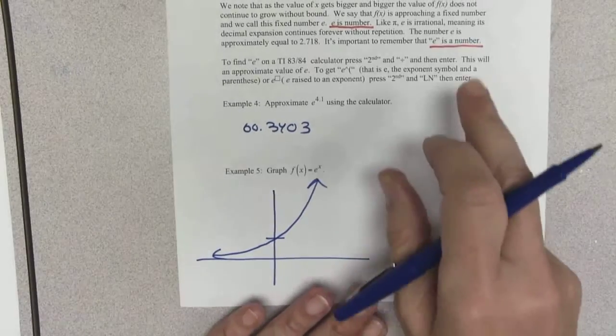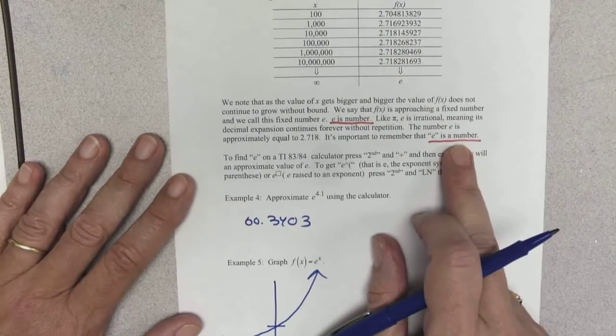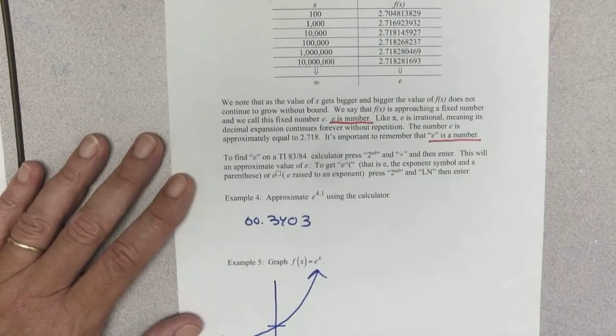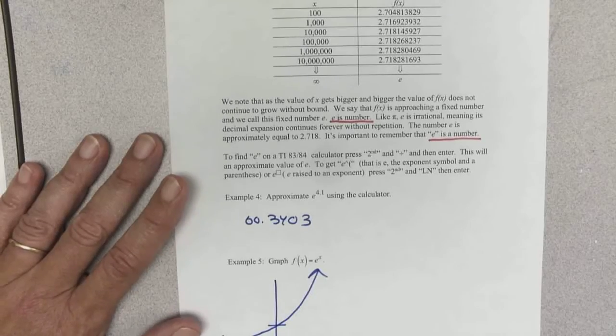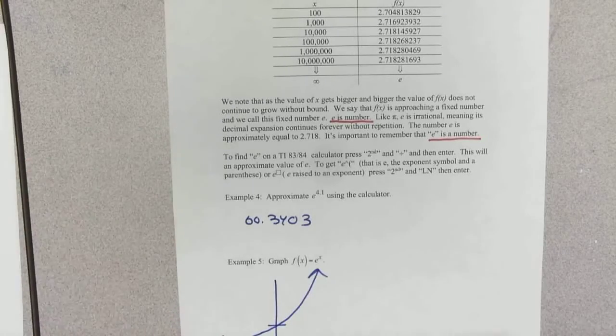So the important thing to remember here is that E is a number. It's approximately equal to 2.718. It's a number.